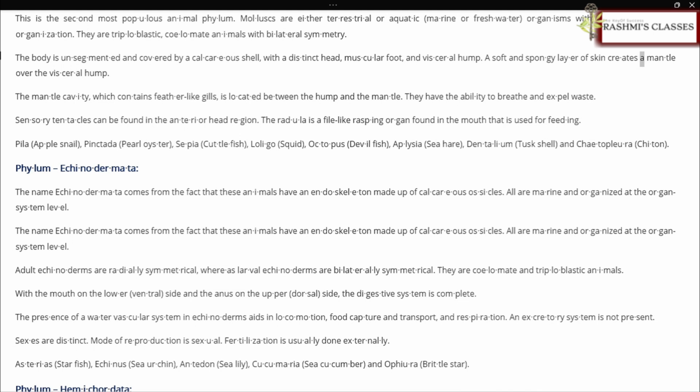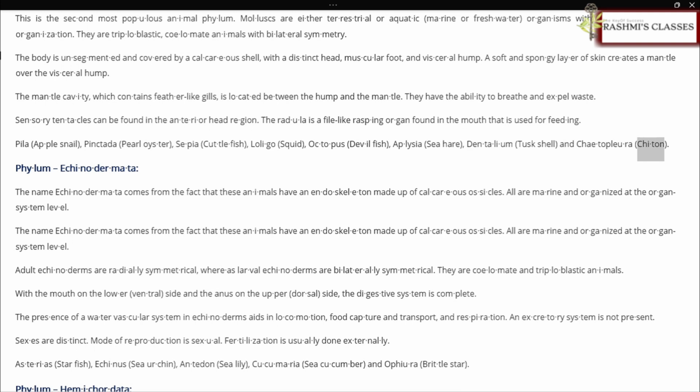The mantle cavity, which contains feather-like gills, is located between the hump and the mantle. They have the ability to breathe and expel waste. Sensory tentacles can be found in the anterior head region. The radula is a file-like rasping organ found in the mouth that is used for feeding. Examples are Pila, apple snail, Pinctada, pearl oyster, Sepia, cuttlefish, Loligo, squid, Octopus, devilfish, Aplysia, sea hare, Dentalium, tusk shell, and Chaetopleura, chiton.